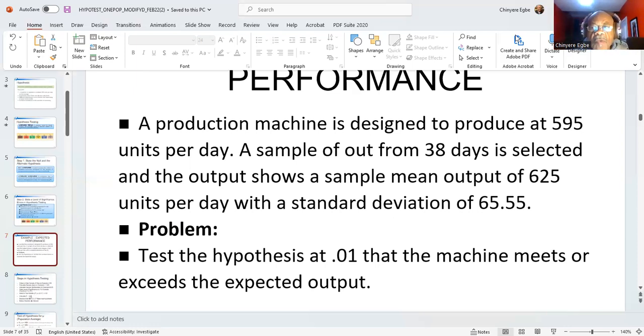Because the variances could be so wide that you're going to get any number. And so you have to take into consideration the standard deviation. If the standard deviation is 400, then maybe the average production is not up to 595 a day. All right, so let's move on.